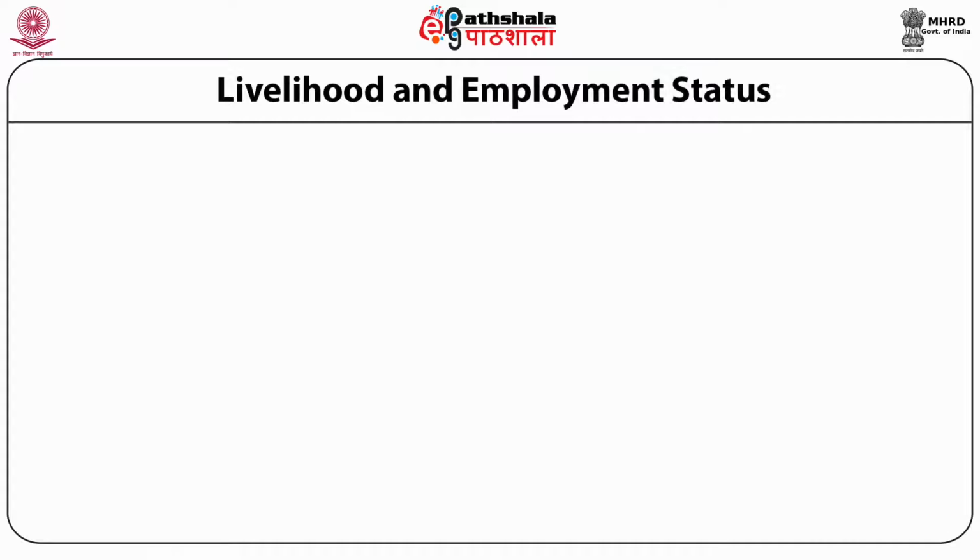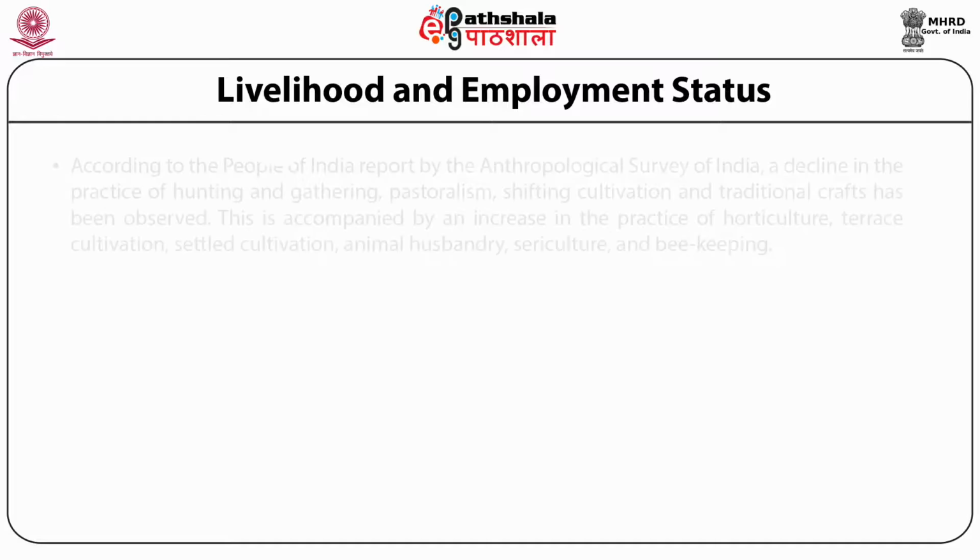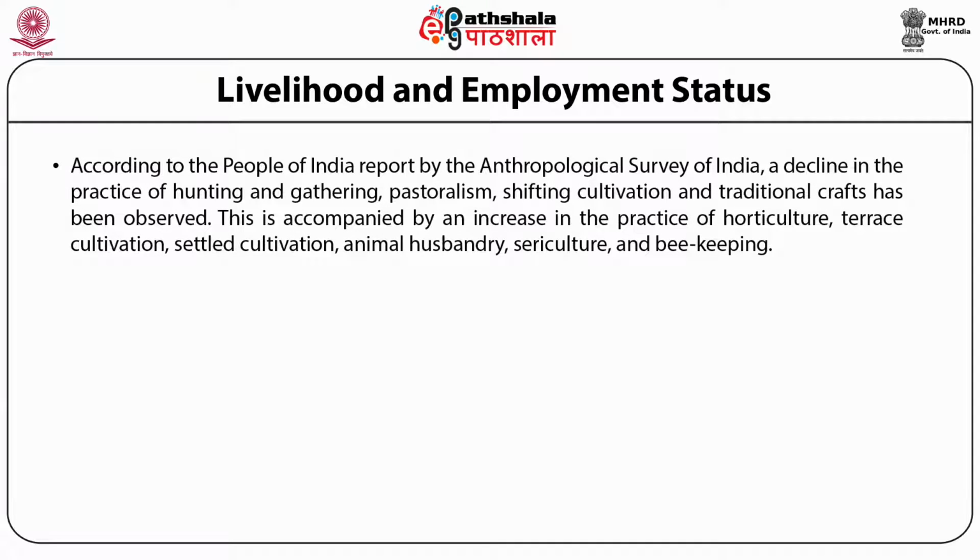In this context, let me first understand livelihood and employment status of the tribes. According to the People of India report by Anthropological Survey of India, a decline in practice of hunting and gathering, pastoralism, shifting cultivation, and traditional crafts has been observed. This is accompanied by an increase in the practice of horticulture, terrace cultivation, settled cultivation, animal husbandry, sericulture, and beekeeping.